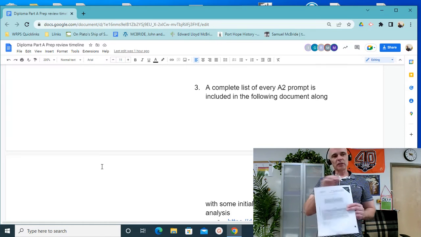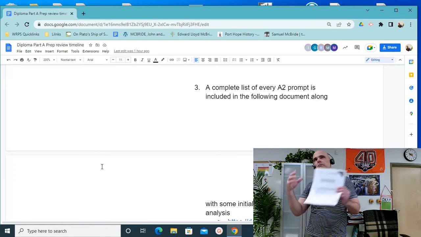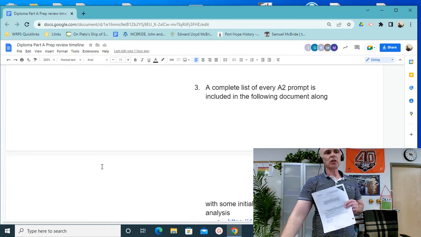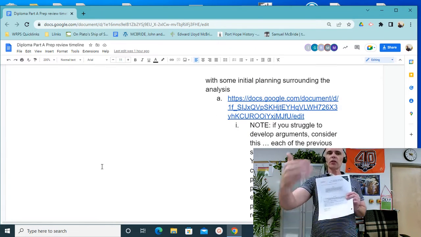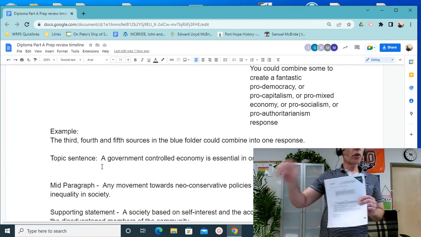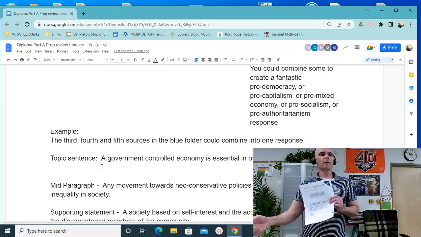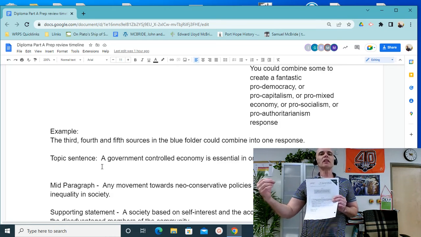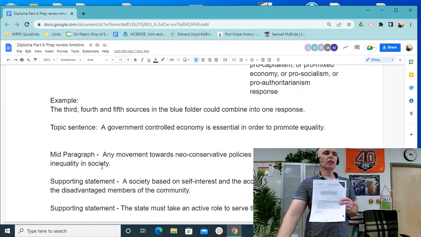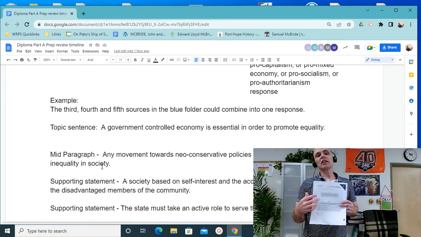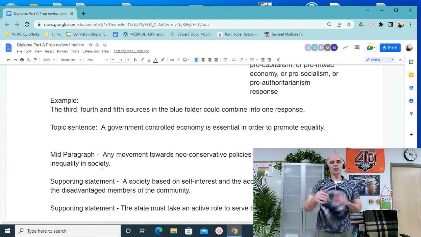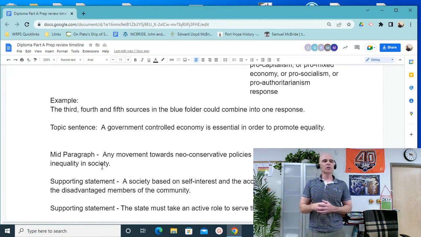Every essay prompt that's ever been used is an argument. Many of them fit together. And those that fit together you could use to further your argument. So for example, in the 3rd, 4th, and 5th sets in the blue folder, we can combine those sources into one argument. Topic sentence could be, a government-controlled economy is essential in order to promote equality. And then you could add the other arguments of those other sources.